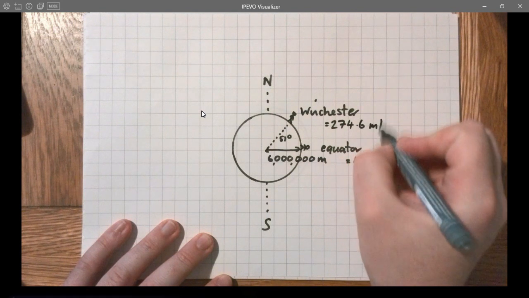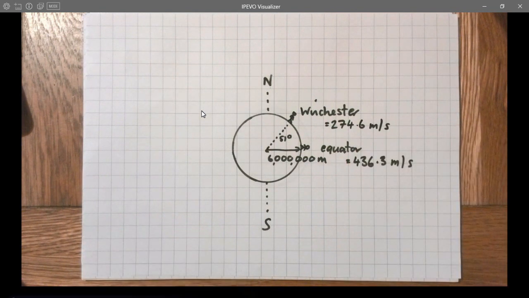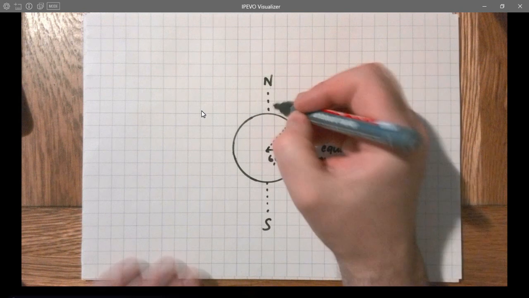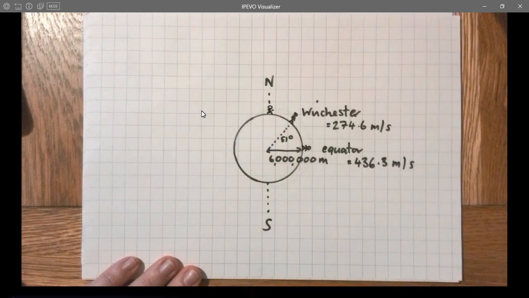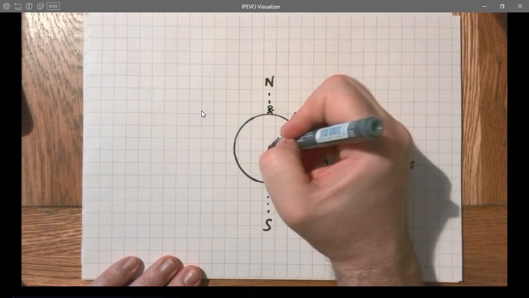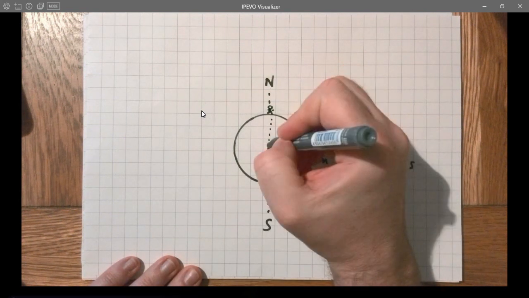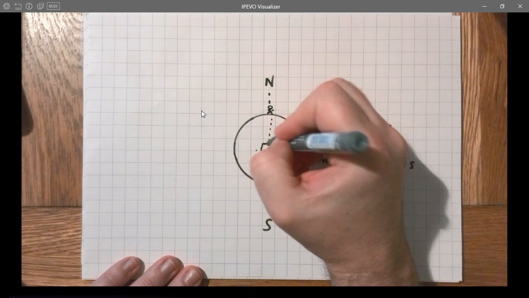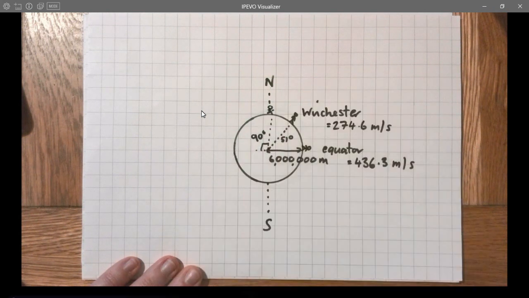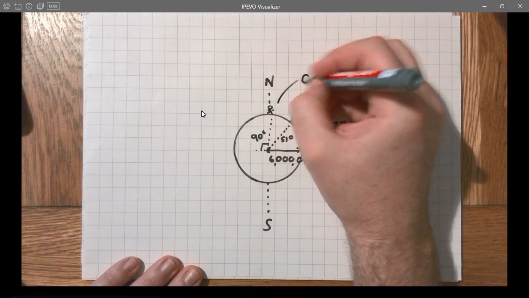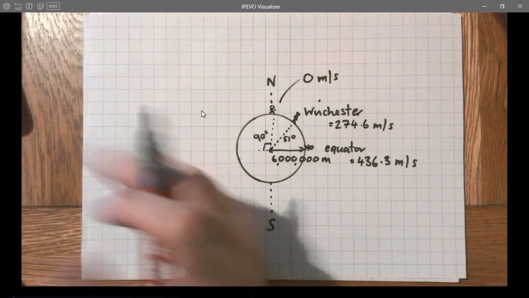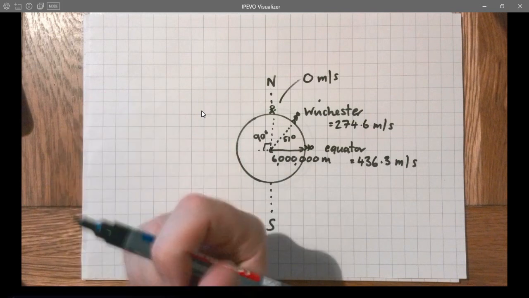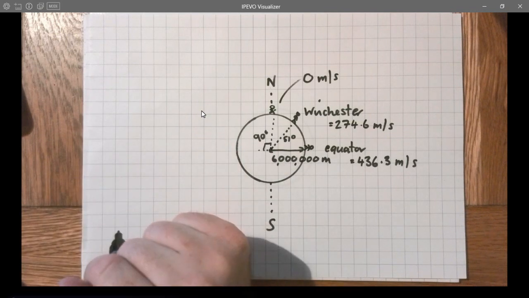274.6 meters per second. And just for completeness, if you were to stand on the North Pole, which is straight up at 90 degrees, then your speed would be 0. You would be spinning on the spot, you'd imagine the Earth spinning below you. You'd just be rotating around on the spot.